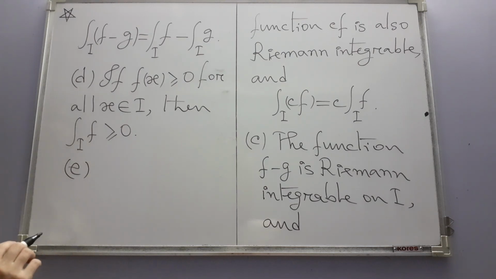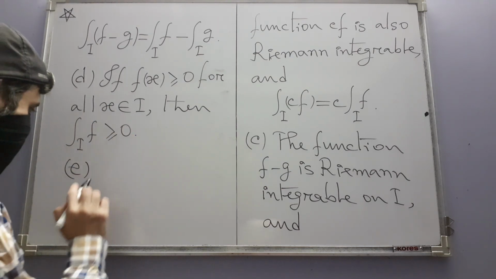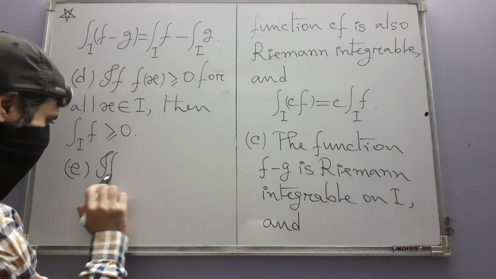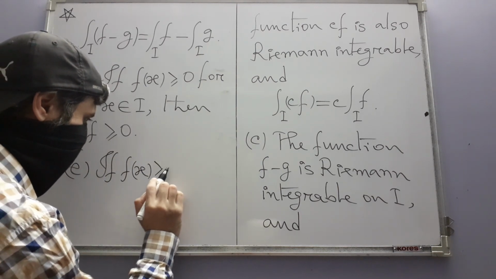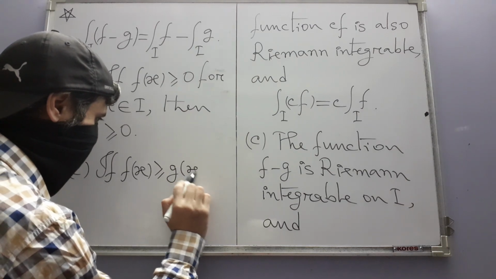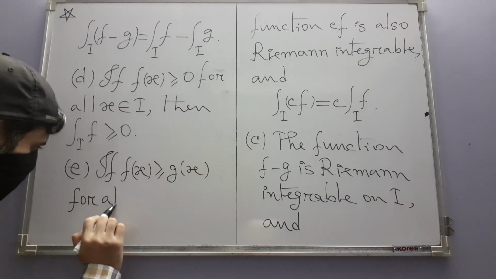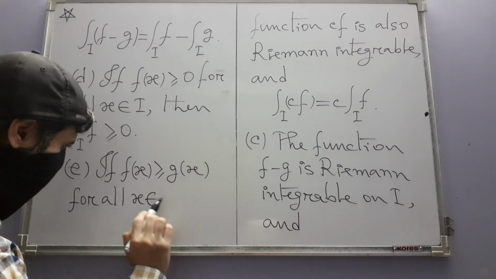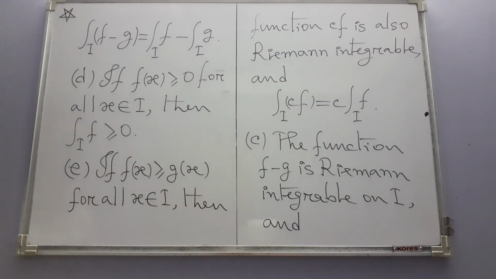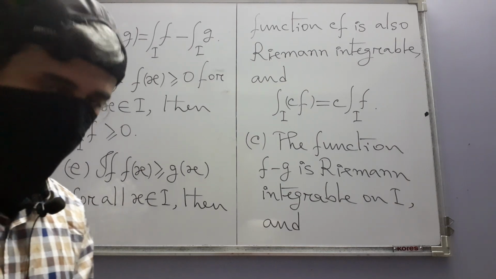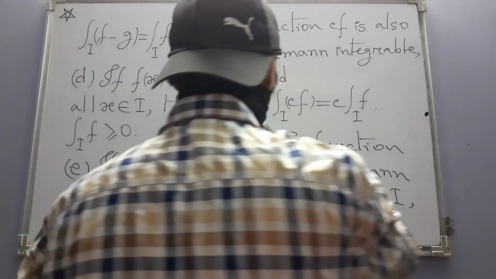Now part E again comes from two previous parts like this. If f of x is greater than or equal to g of x for all x in I, then the integral of f is also greater than or equal to the integral of g.